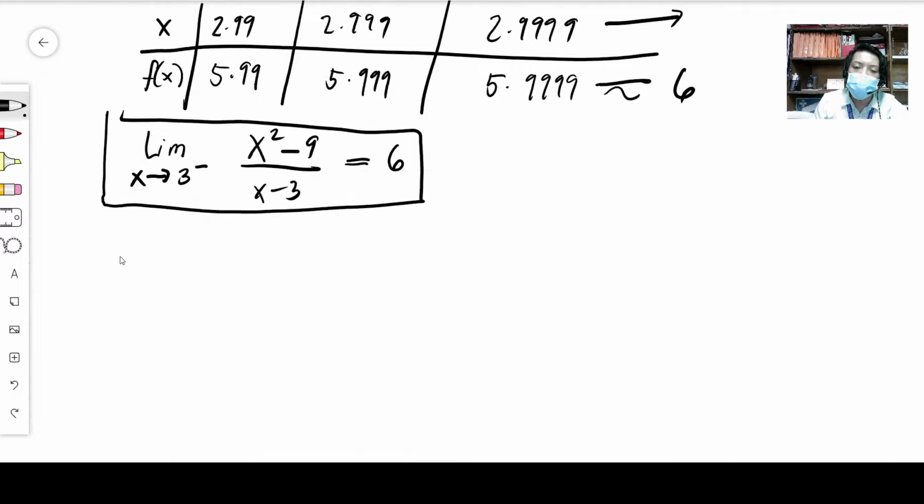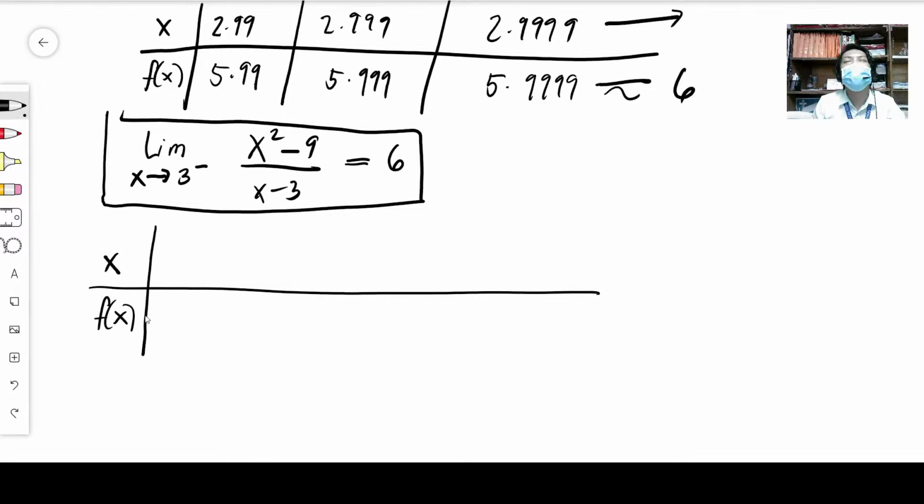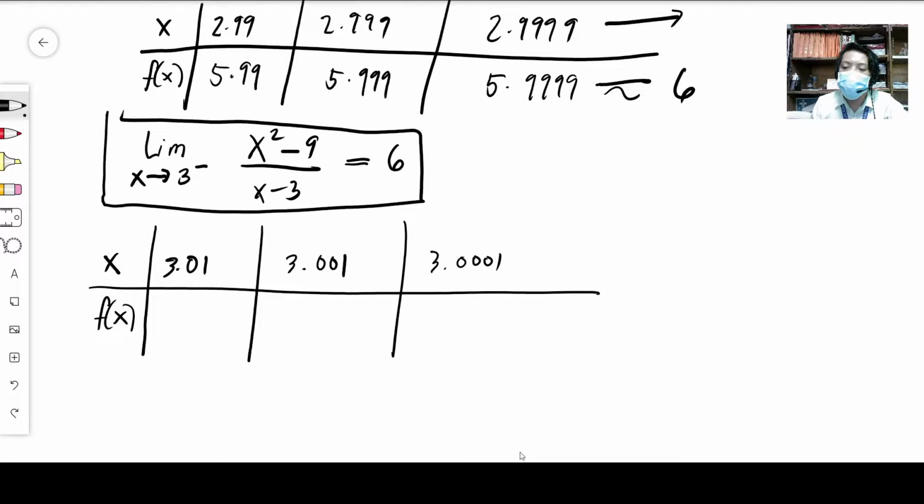Okay. Let's see. You have x and you have here the f of x. Right-hand limit naman. So, approaching 3 coming from the right. So this is 3.01, 3.001, and 3.0001. So the values of the function when x is equal to 3.01 is 6.01. This is 6.001.